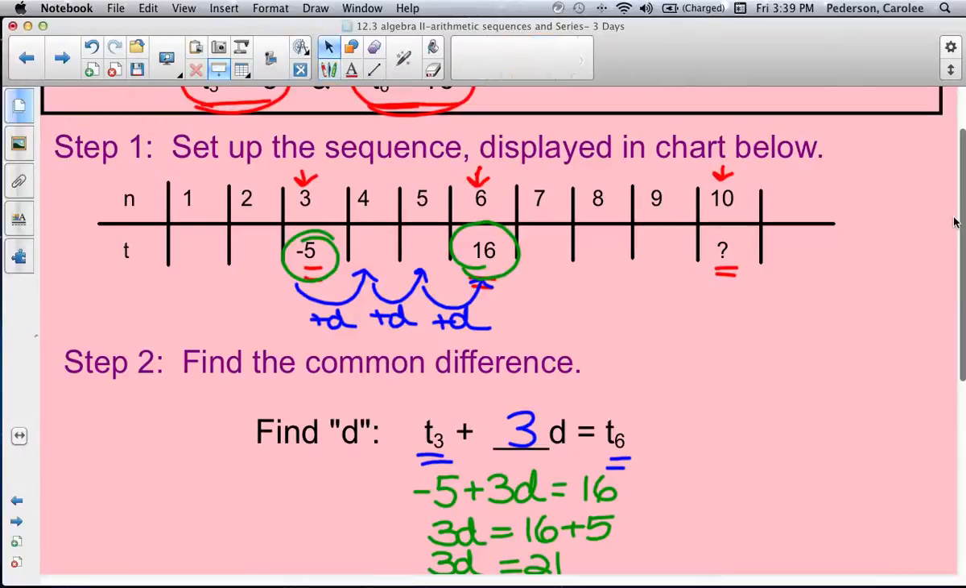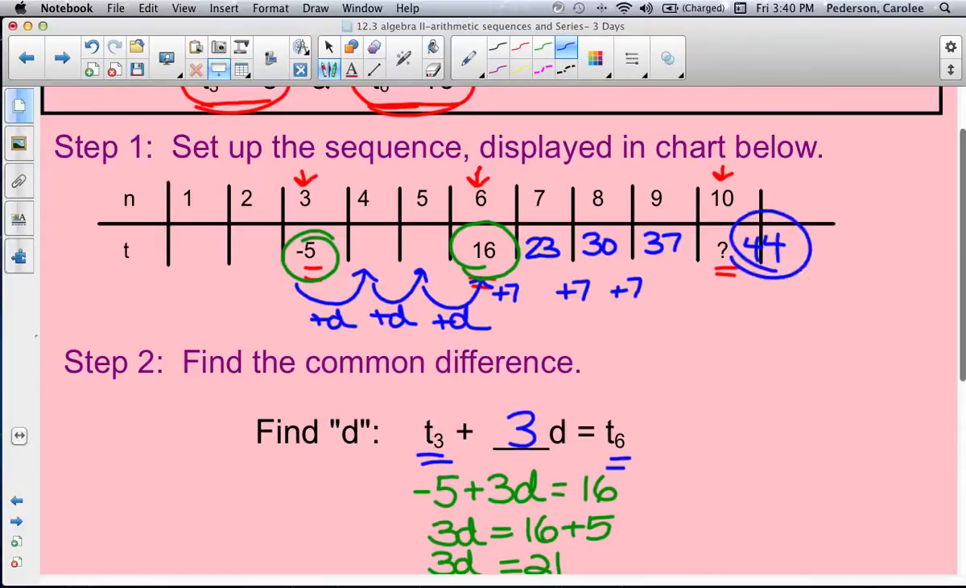So one way is to continue adding 7 from one term to the next. So now we can take 16 and add 7. So 16 plus 7 is now 23. Add 7 more. 23 plus 7 is 30. Add 7 more. 30 plus 7 is 37. And then last one, 37 plus 7 is 44. And there is our answer.